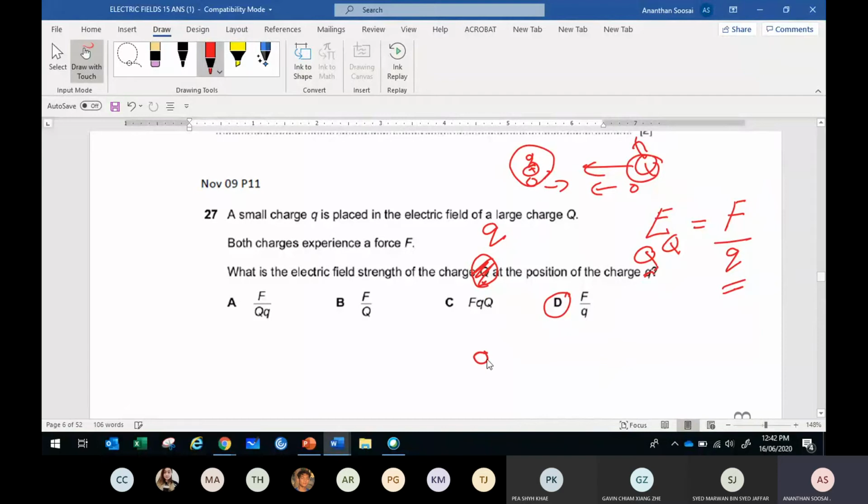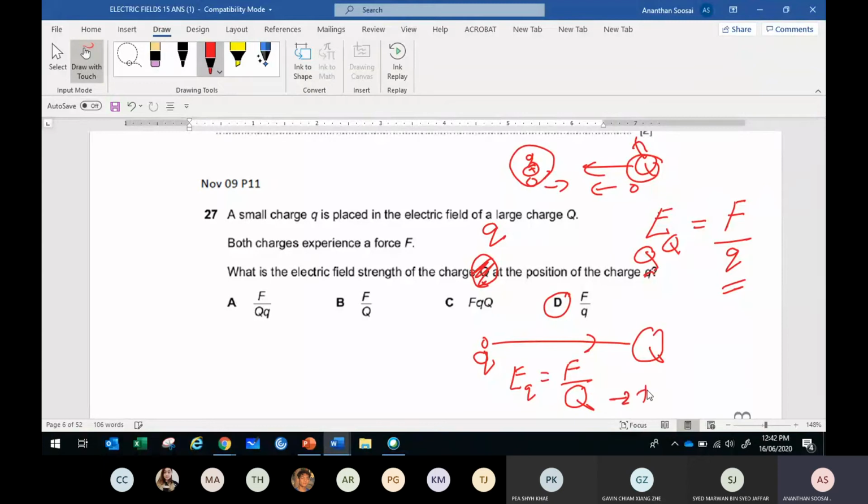What is the field produced by the small q? Field by the small q at the capital Q. So it's force per unit. Who's the test charge now? The capital Q is the test charge. This is electric field strength of the small q: force experienced by per unit positive test charge.